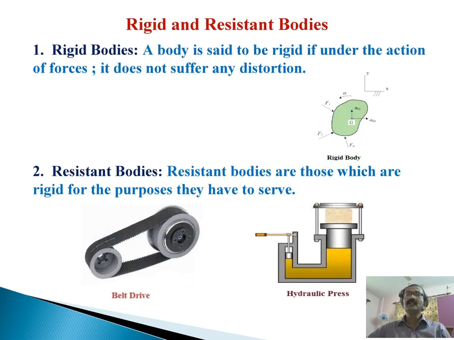Now in the next slide, rigid and resistant bodies. What is a rigid body? A body is said to be rigid if under the action of forces it does not suffer any distortion. That means the relative position between two particles inside the body is always constant. Now resistant body. Resistant bodies are those which are rigid for the purpose they have to serve. That means a belt is a flexible body, but in a belt drive it is a resistant body.